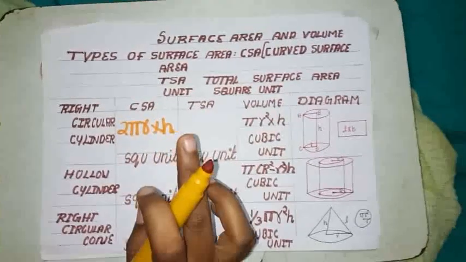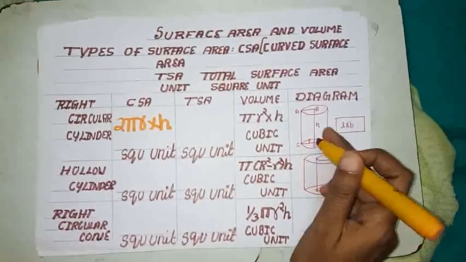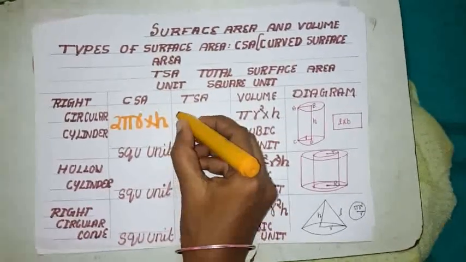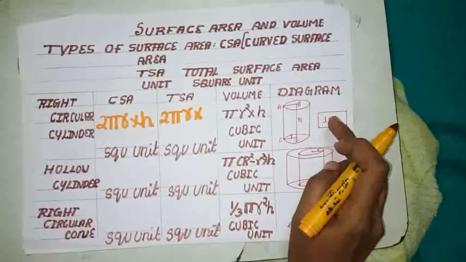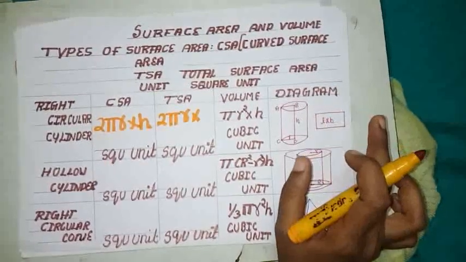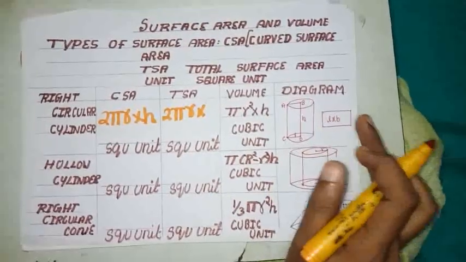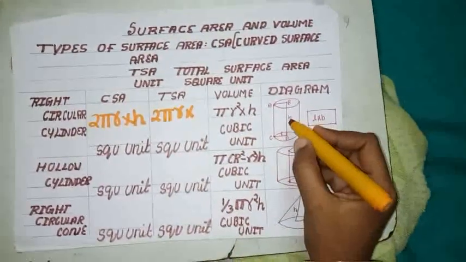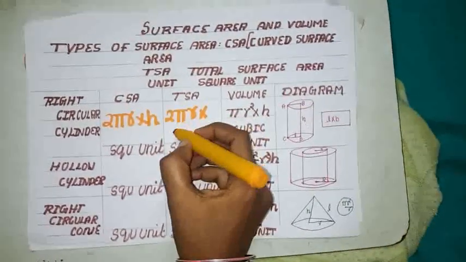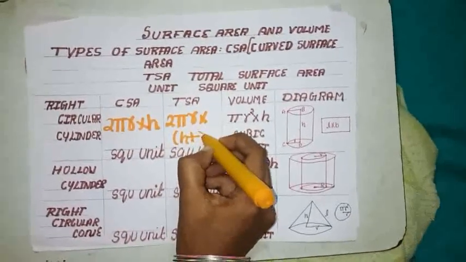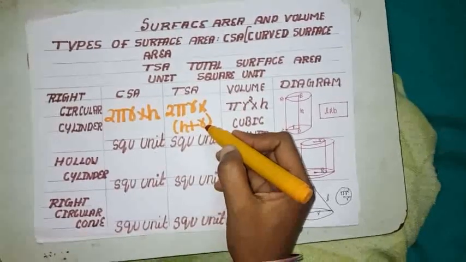Square unit is a must. TSA formula is the same thing. Base 2 pi r as it is we should write. Height is going to change, I already told you. Outer surface area alone is curved surface area. For total surface area we should find the inner side also, which means height and radius, so h plus r. 2 pi r into h plus r.